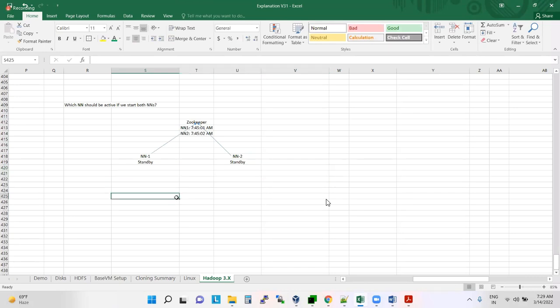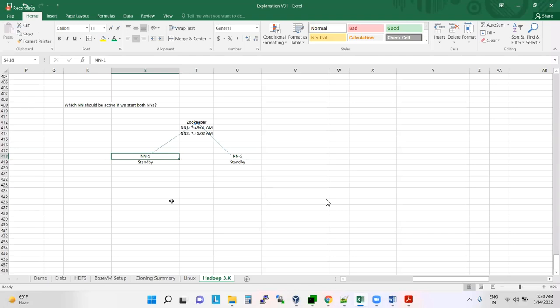Whoever came to Zookeeper first is active. Whoever comes to Zookeeper first, that one will be taken as the first name node. Correct? So whoever comes first, I'll make that one active. Problem solved, right? Yes, sir. Yes or no?